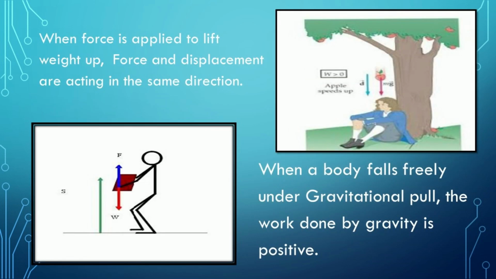When force is applied to lift up any object, force and displacement are acting in the same direction. You can see, children, in the figure. When a body falls freely under gravitational pull, the work done by the gravity is positive.